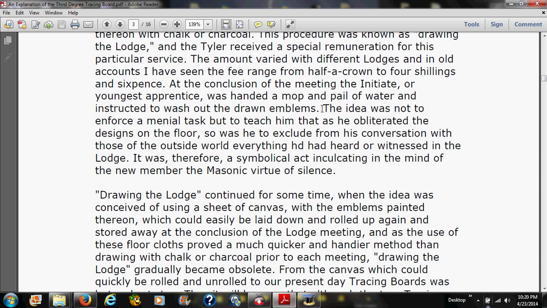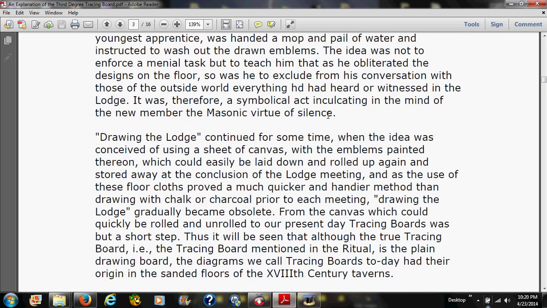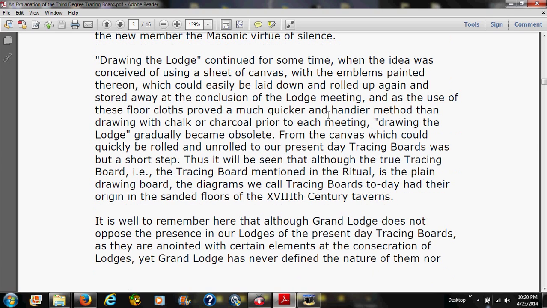The idea was not to enforce a menial task, but to teach him that as he obliterated the designs on the floor, so was he to exclude from his conversation with those of the outside world everything he had heard or witnessed in the lodge. It was, therefore, a symbolical act inculcating in the mind of the new member the Masonic virtue of silence. Yes, must keep everything hush, hush.